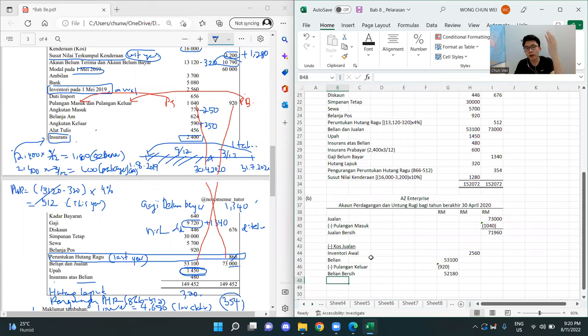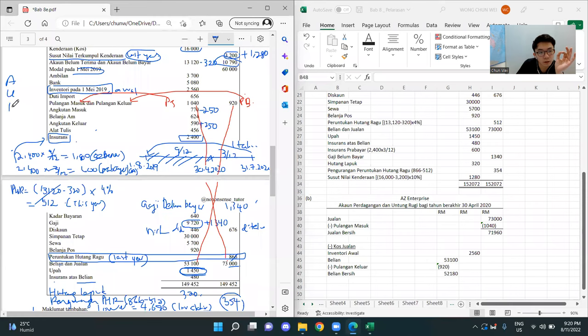Okay, so after you get your bullion bersih, do you still remember the thing that I taught you before? The RD. A for angkutan masuk. U for upah atas bullion. D for duty import. I for insurance atas bullion. And then look for your here. Is there this four thing or one of it?